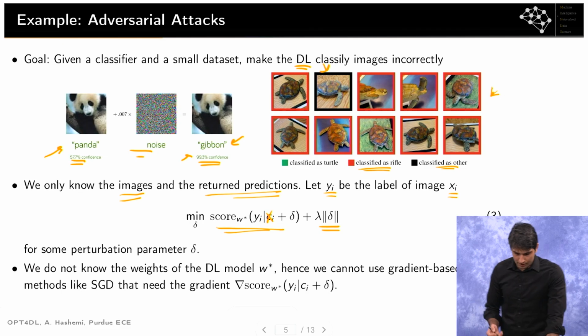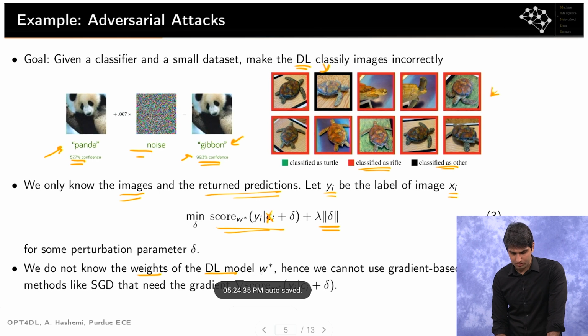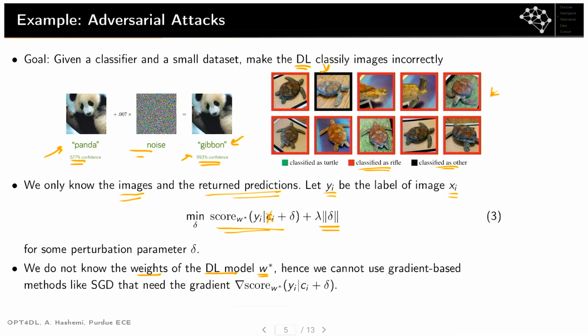Okay, as I mentioned, the adversary doesn't know the weights of the deep learning model, so it doesn't know W star. So in particular, it cannot use gradient-based methods like SGD to solve this problem. Because to solve this problem using SGD or gradient descent, we need to know this gradient. And obviously, we cannot calculate that because we don't know what W star is.